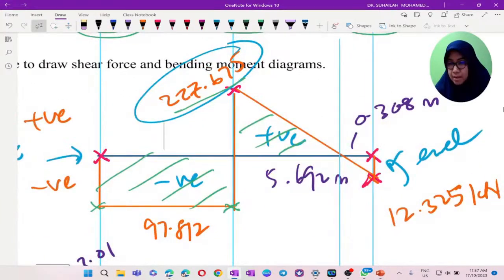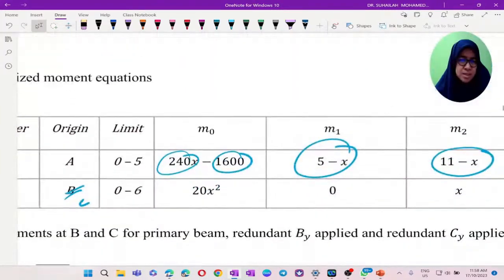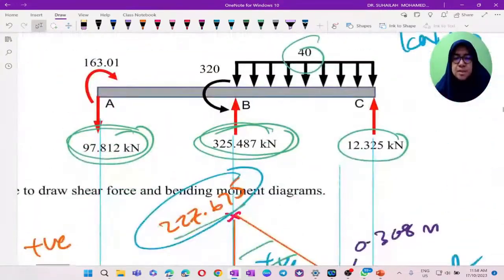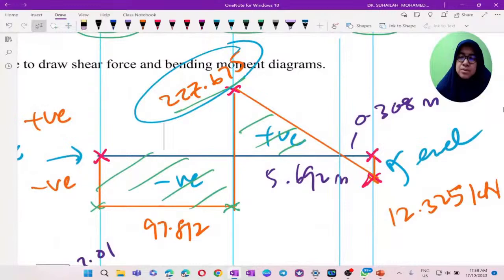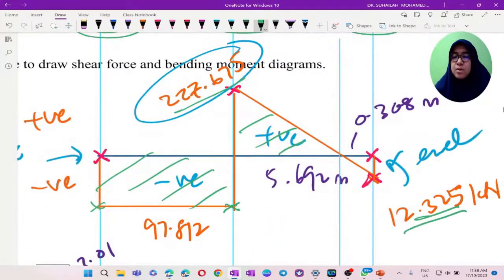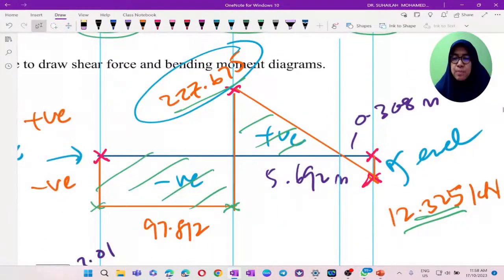I'm not sure what is the length. The length is about 5. Okay, the distance is 5 or 6. Okay, so we get 12. Okay, negative 12.325, and looking at the arrow, okay, we have to plus.